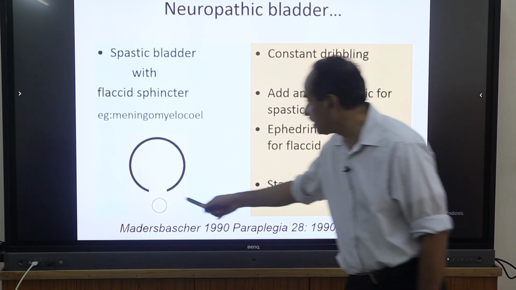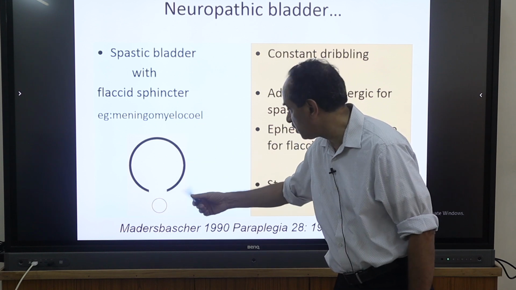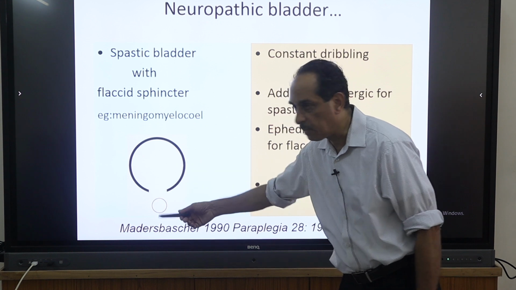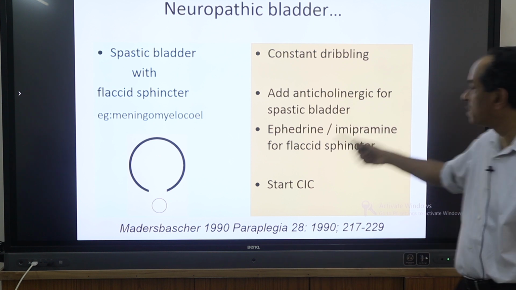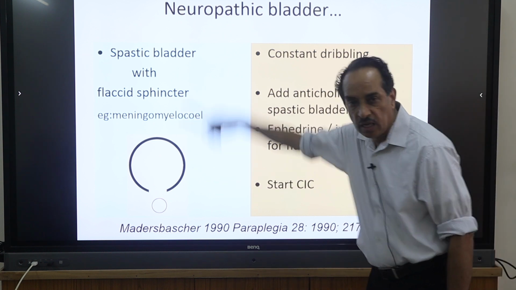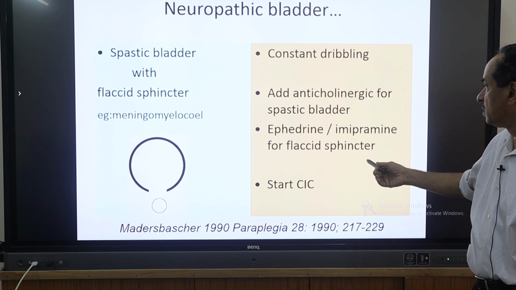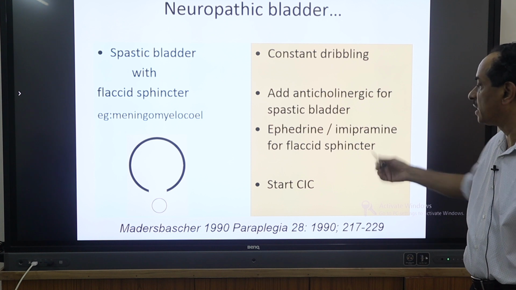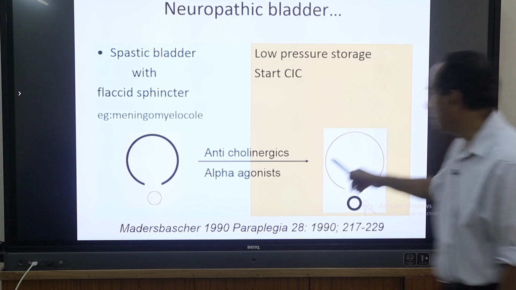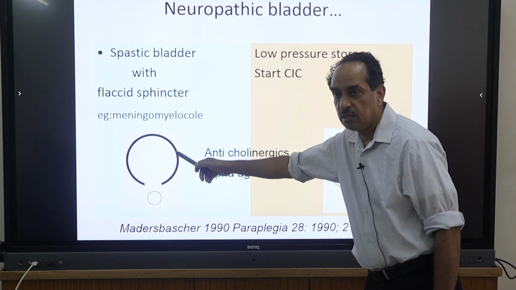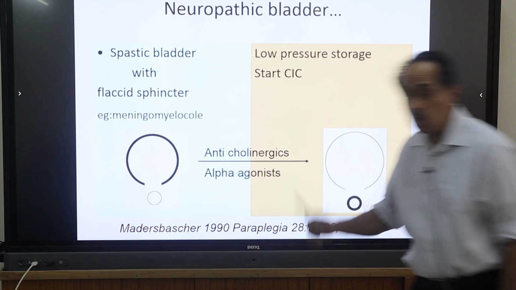This situation is very difficult. You may find all this in general, not in every situation. Because the bladder is spastic and the sphincter is weak, with constant dribbling, add anticholinergics to reduce the detrusor pressure so that it can prevent the upper tract complications, and then start ICC there. They are trying anticholinergics to reduce the tone here, and alpha agonist to increase the tone of the smooth muscle sphincter. All this tone we are changing.